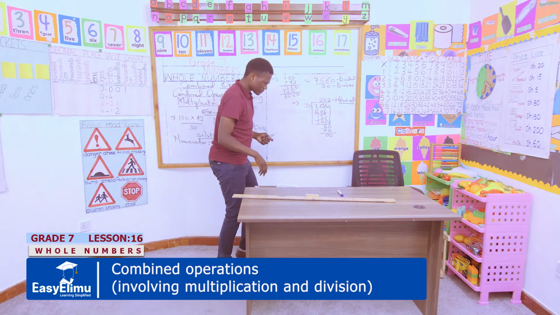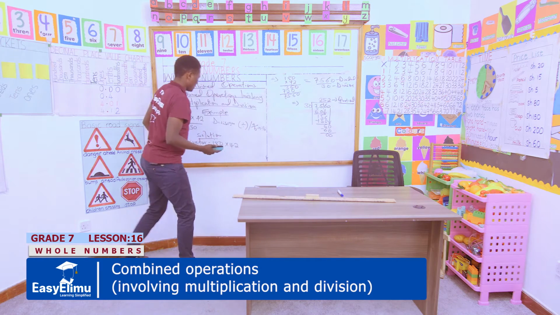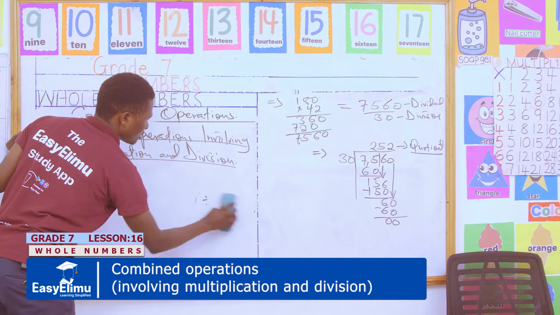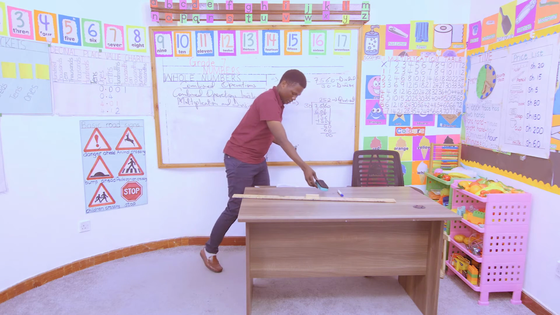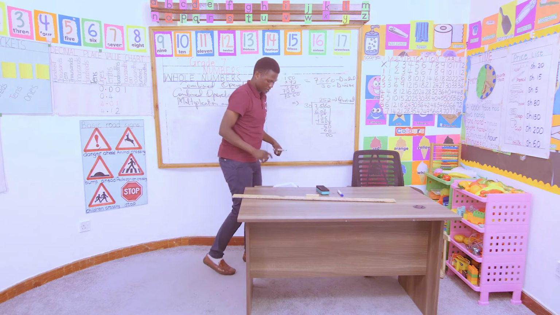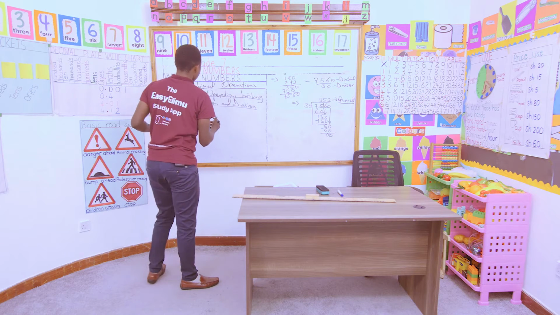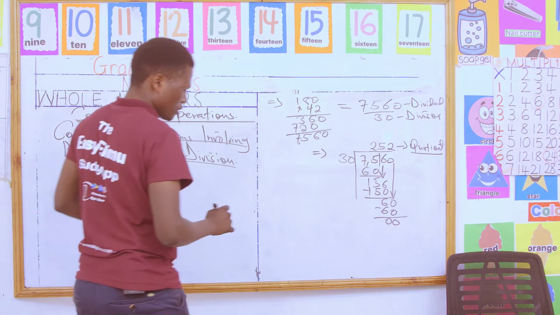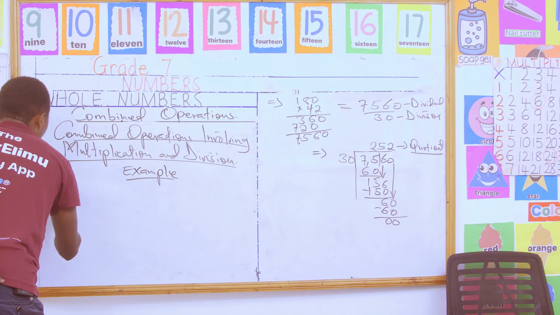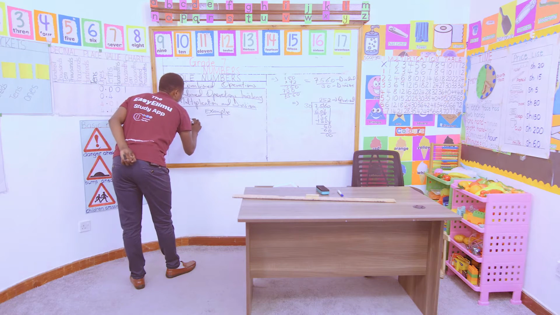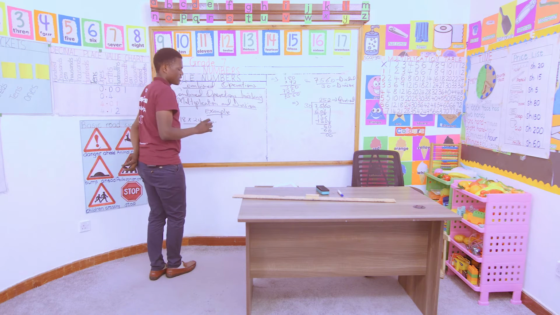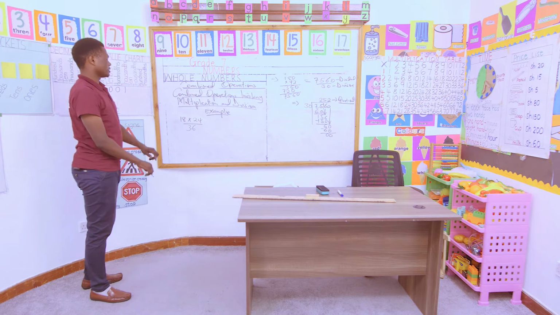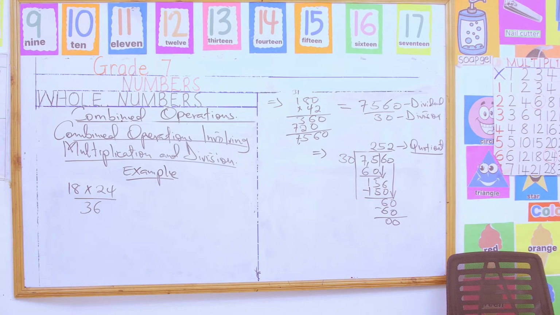Another example. You can have 18 times 24 divided by a number like, you can say, 36. 18 times 24 divided by 36.